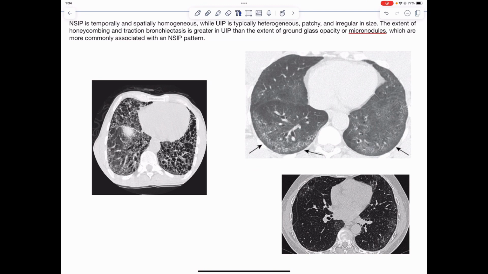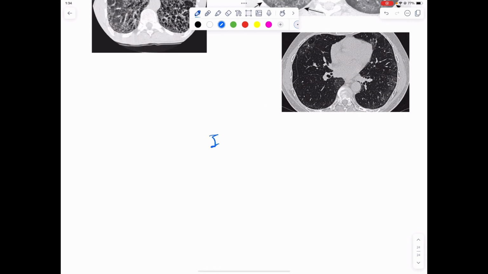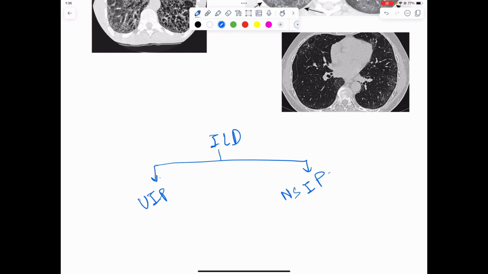Now we move towards interstitial lung disease. In interstitial lung disease, you have to remember that it is of two types. What are those types? UIP and NSIP. Just remember these words because it will be really confusing if you don't know the classification UIP and NSIP, because both are very much nebulous in their ideas.